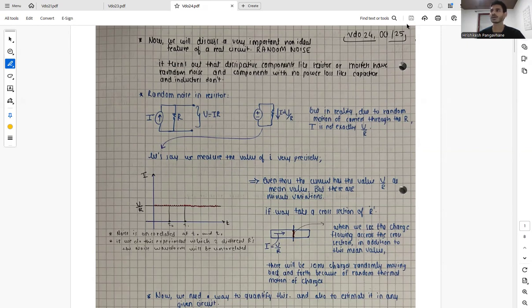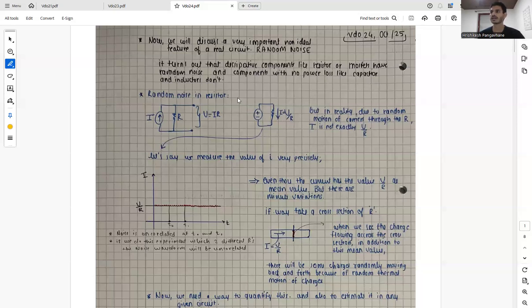In this video, we will discuss a very important and non-ideal feature of a real-time circuit, which is called random noise. And it turns out that the dissipative components like resistors, MOSFETs, or some active components have some random noise, and components with no power loss, such as capacitors and inductors, don't have any kind of noise. So we will look at noise in resistors in this video, and let's get started.